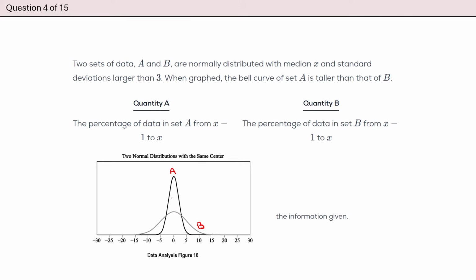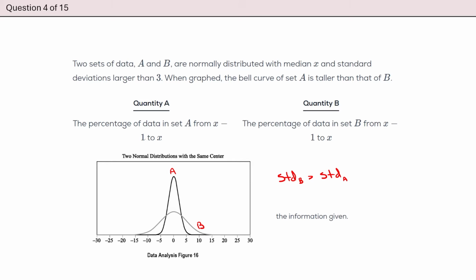Now, whenever they have the same center, we know that if we were to draw a line right in the middle, it would intersect the middle of both of these. So what that means is they have the same median and the same average, roughly, because it's normally distributed. However, the standard deviation is not the same in these two. Remember, standard deviation is how spread out it is. So if we look at graph B, notice how it's wider, like it's more spread out. So what that means is the standard deviation of B is bigger than the standard deviation of A.